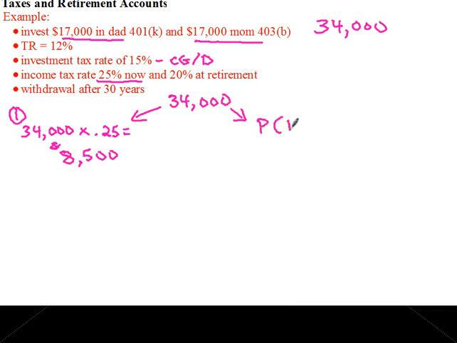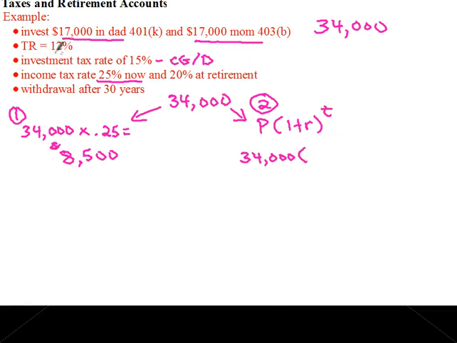So we got P times 1 plus r to the t. My P is going to be the 34,000. This is step number 2. So my P is going to be 34,000. That's the 34,000 times my total return.